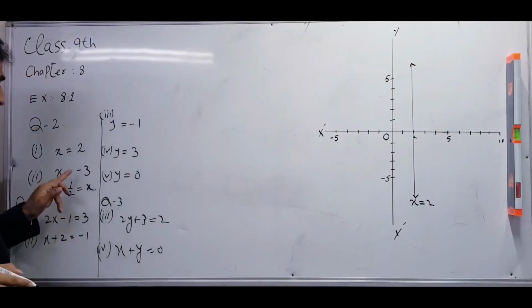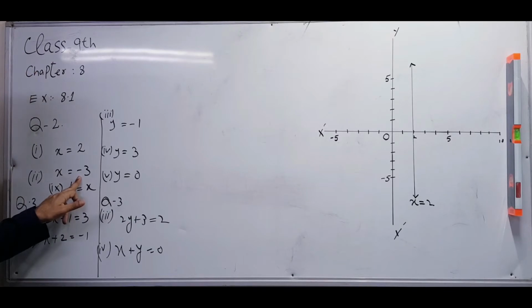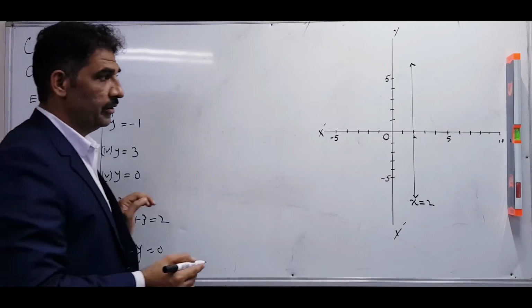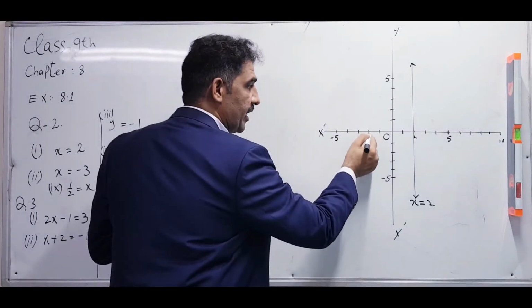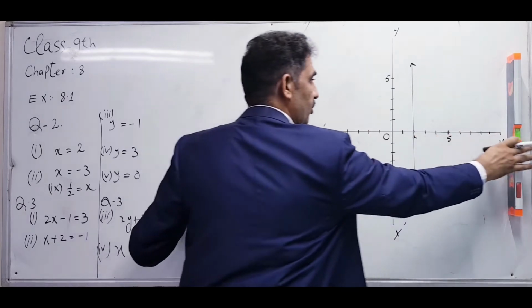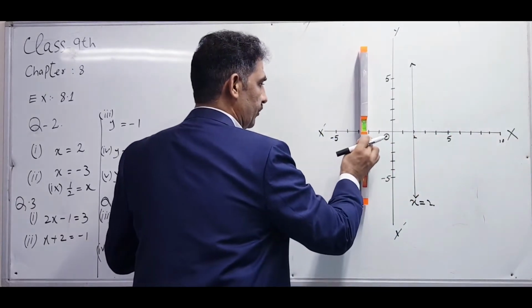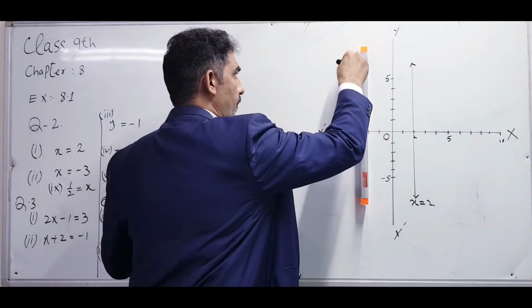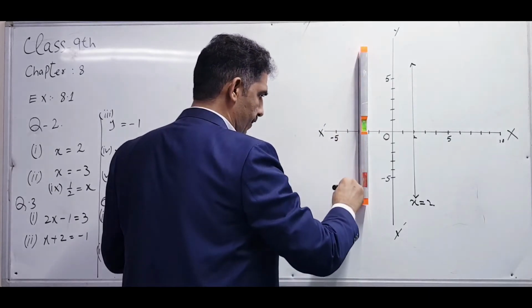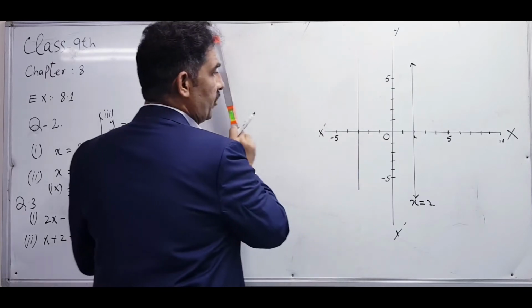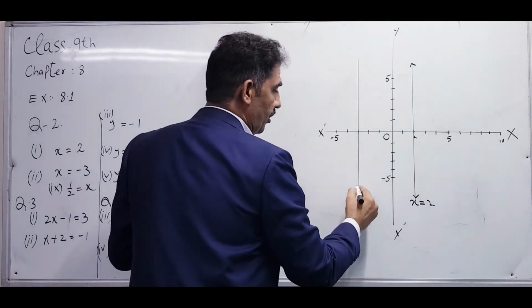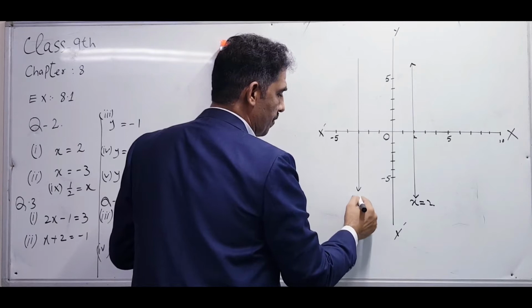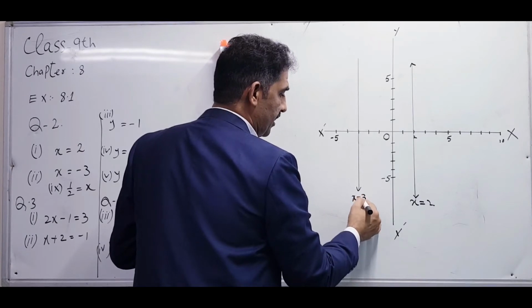But in the second, x is equal to minus 3. Where is that minus 3 value? Like here, minus 1, minus 2 and minus 3. So we will draw this line here. This line is x is equal to minus 3.